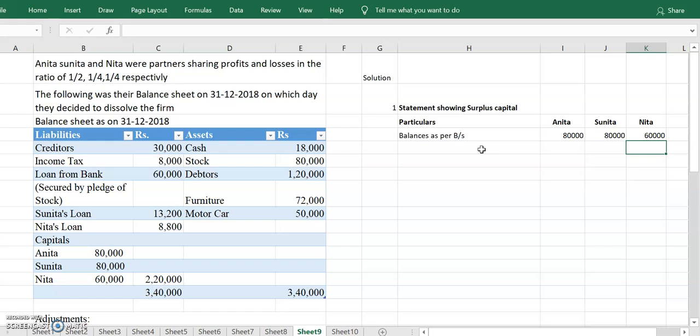So we continue with the calculation of surplus capital of any one partner among the three partners. The procedure for it: write down the profit sharing ratio. This is the first step.